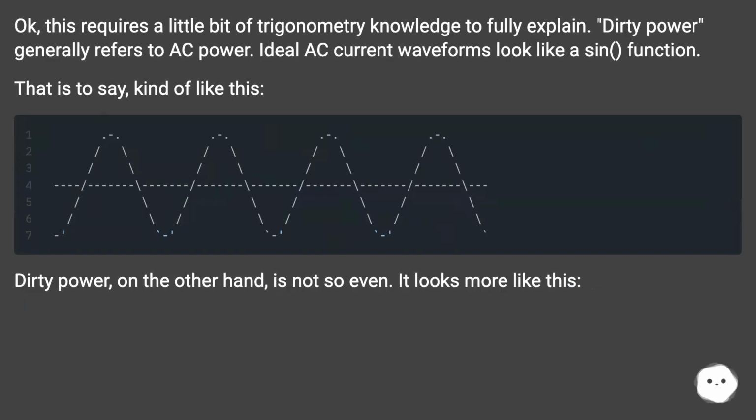Okay, this requires a little bit of trigonometry knowledge to fully explain. Dirty power generally refers to AC power. Ideal AC current waveforms look like a sine function. That is to say, kind of like this.